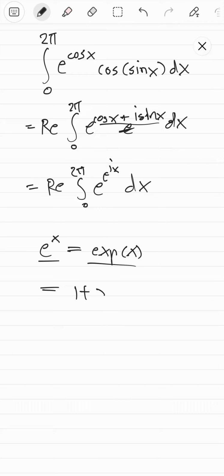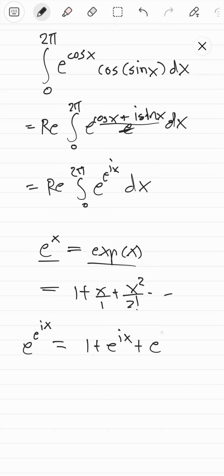So then this is just 1 plus x upon 1, then plus x square upon 2 factorial, and so on, right? One thing to note is that this series converges no matter what you put in there. So that means this thing is actually valid for all values of x, right? So yeah, you can just put e power ix inside and it will still work. So e power ix, that thing is basically 1 plus e power ix plus e power 2ix upon 2 factorial, and so on, right?